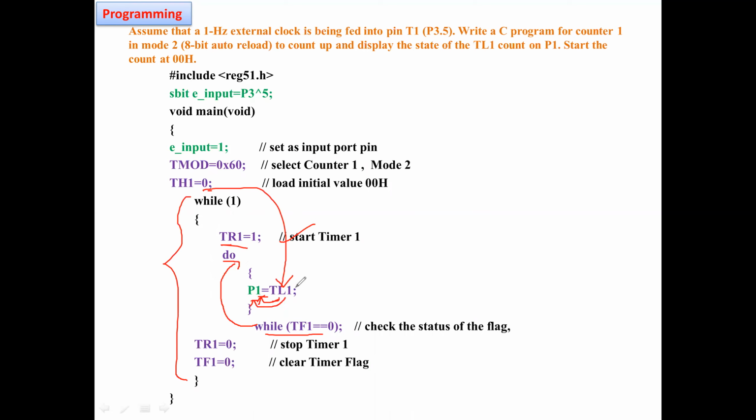If it is the next increment based on the clock, the TL register, TL1, will be incremented: F1, F2, like that continuously till FF. This value will be continually put into port 1 until FF. The condition is to check the status of the flag, until the TF flag equals 1. Once it is over, stop the timer and clear the flag. So once again, 00 to FF will be continuously put on the particular port pin, right?